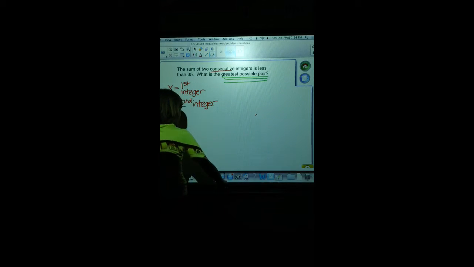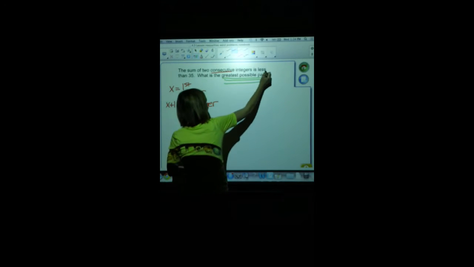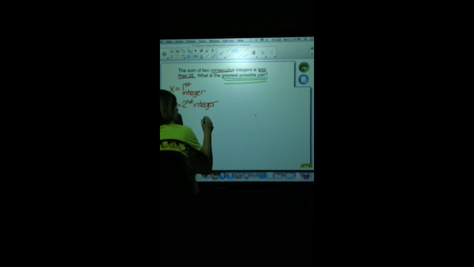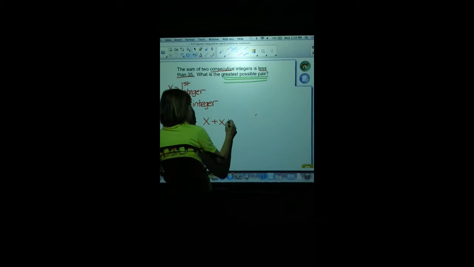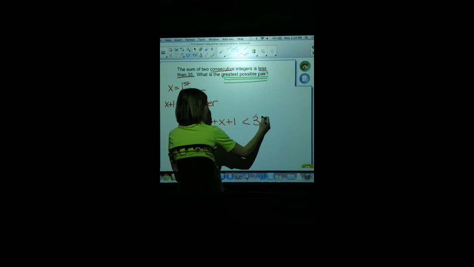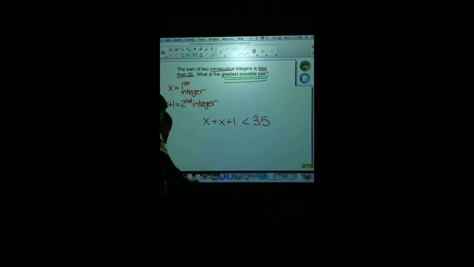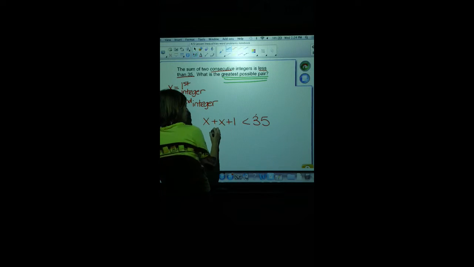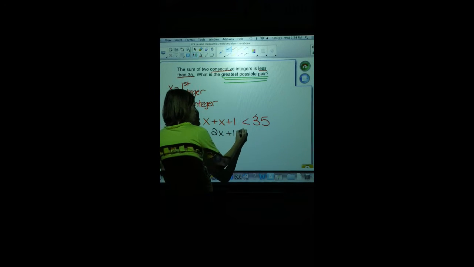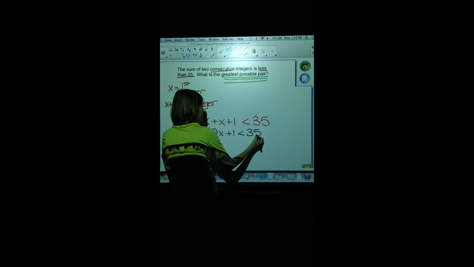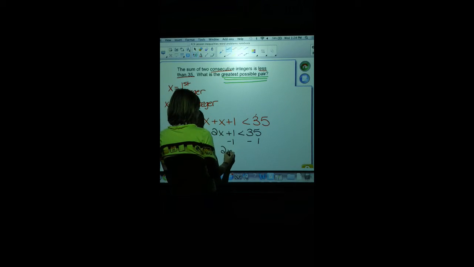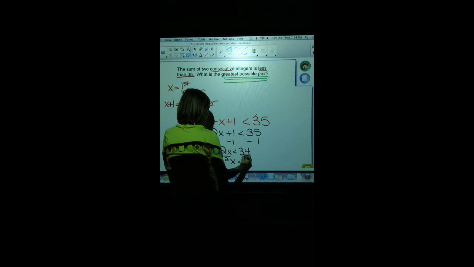All right, their sum is less than 35. Okay, so sum means x plus x plus 1 is less than 35. All right, so now we go through our math here. We combine like terms, we get 2x plus 1 is less than 35. We subtract 1 from both sides. We get 2x is less than 34. And so then x is less than 17 when I divide by 2 on both sides.